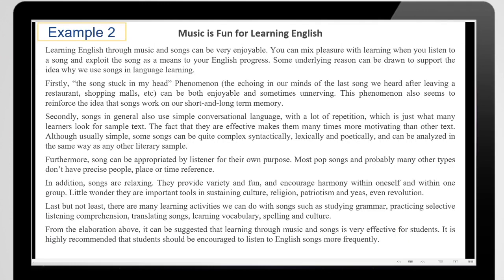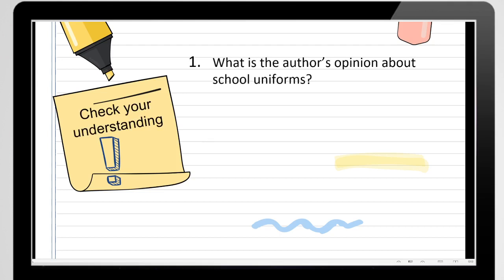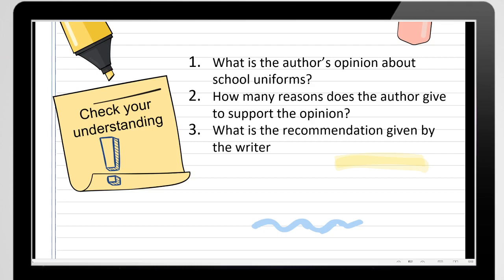Okay, this is the second example. Music is fun for learning English. There are many ways for learning English, right? One of which is music. You can take a look at this text and I'll let you analyze this. I have prepared some questions for you. The first is, what is the author's opinion about school uniforms? How many reasons does the author give to support the opinion? And what is the recommendation given by the writer?